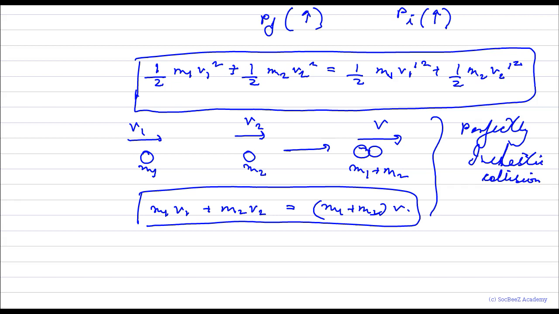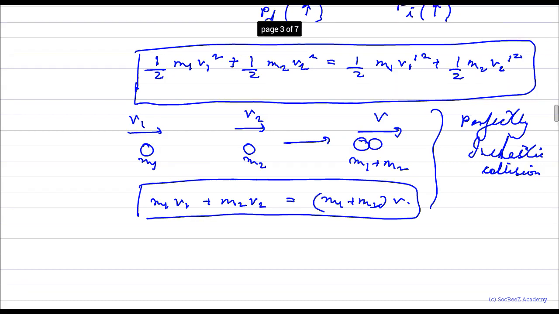Now, there is going to be some loss of kinetic energy in the system, because it is the case of inelastic collision. That can easily be found if I calculate the final kinetic energy and then subtract it from the initial kinetic energy. That will give me the loss of kinetic energy.